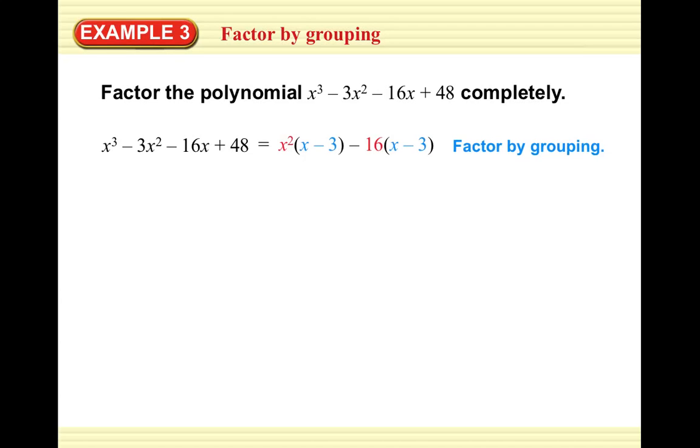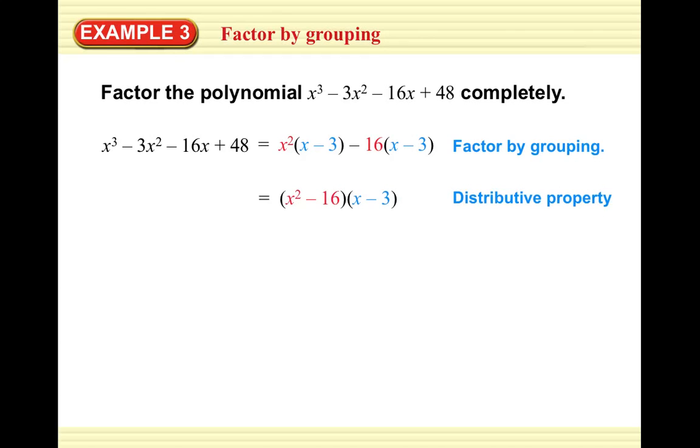So I would put x to the third minus 3x squared in one set of parentheses, and then negative 16x squared plus 48 in the other set of parentheses. In the first term, I could take out x squared, leaving me with x minus 3. And in the second term, I could take out negative 16x, leaving me with x minus 3. So now you see that we have a common factor between those two that I can then take out of the distribution problem.